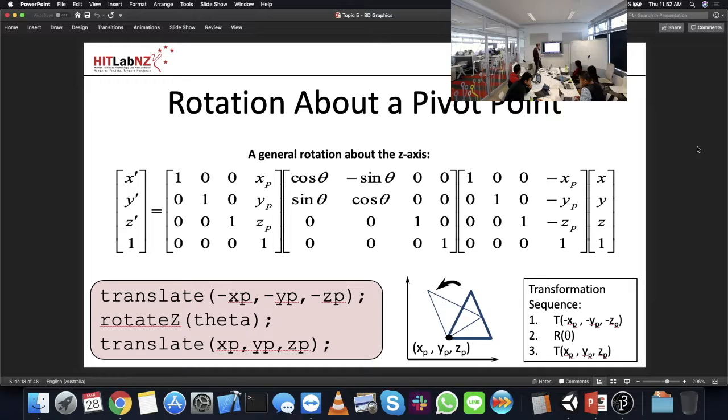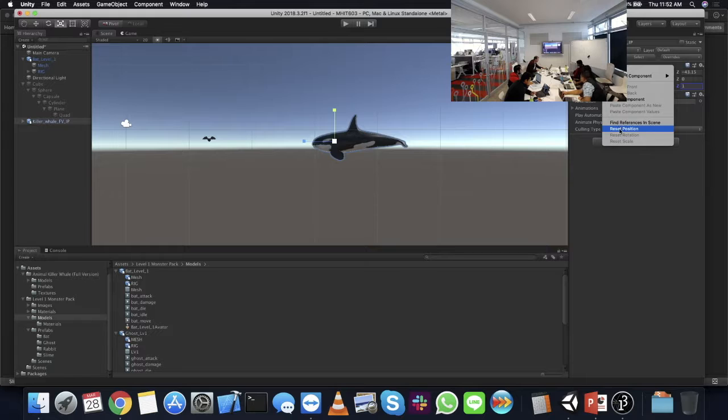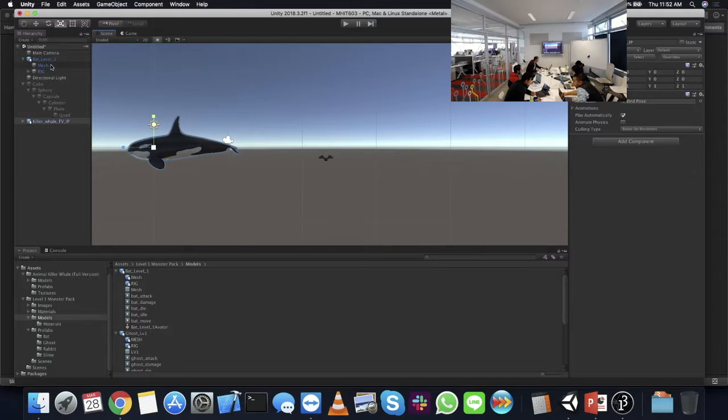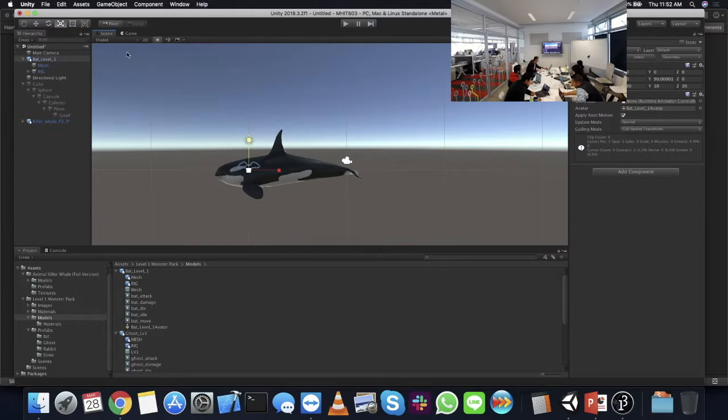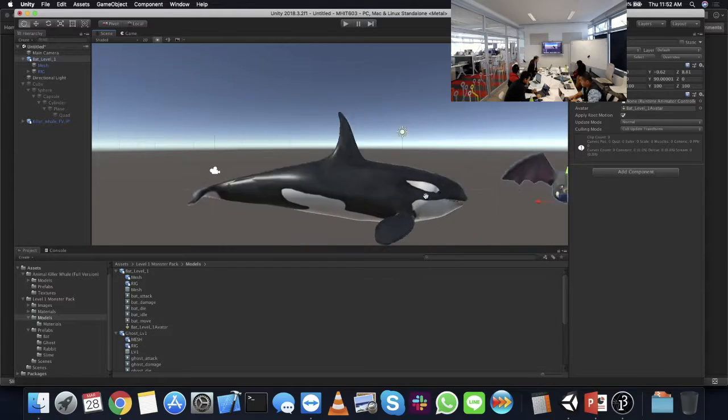Okay, so if I wanted to rotate around a pivot point, we saw this example in Processing, in Unity, sorry. Let's reset everything's positions, rotations, and scales. Okay, let's make my bat a bit bigger so we can see him. Okay, so here's my bat and here's my whale.